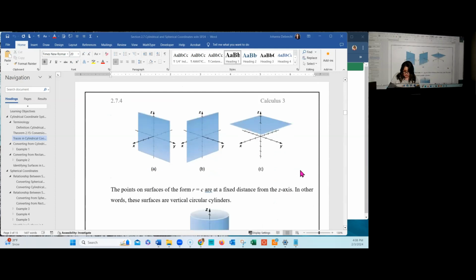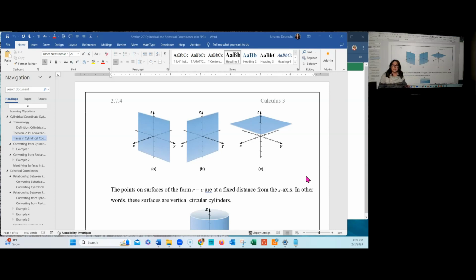Now, let's take a look at these images of the three situations that we have. In this first situation, you can see that we are visualizing the yz plane. This is x equal to 0. In the second one, we are visualizing the xz plane, where y is equal to 0. And in this one, we're visualizing what looks like the plane z equal to 2, actually. So I've got z equal to 2, and it's parallel to the xy plane.